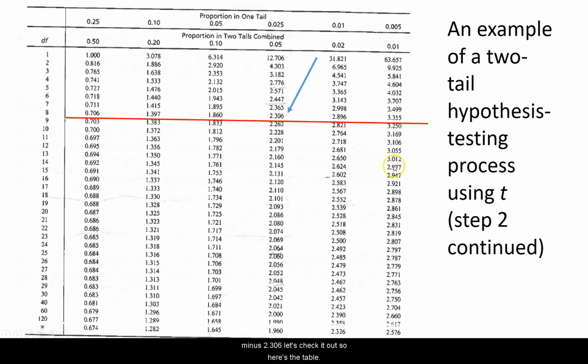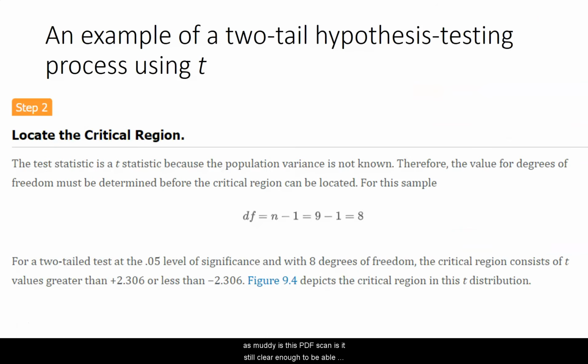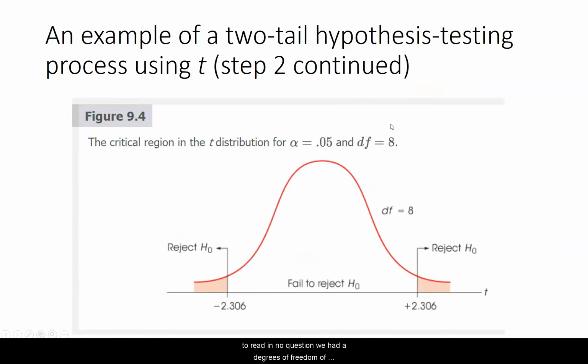Let's check it out. So here's the table. I've got 8 degrees of freedom, alpha of 0.05, two-tailed, bang, 2.306. Looky there, which is like a ton of bricks. I like it. So it's becoming pretty interpretable. As muddy as this PDF scan is, it's still clear enough to be read. And no question, we had 8 degrees of freedom with alpha of 0.05, two-tailed. Can I go ahead and plot that on there? Sure. There's a minus 2.306. Here's a plus 2.306. And here are the critical regions in the t-distribution for alpha of 0.05, degrees of freedom of 8. Okay, I like it.